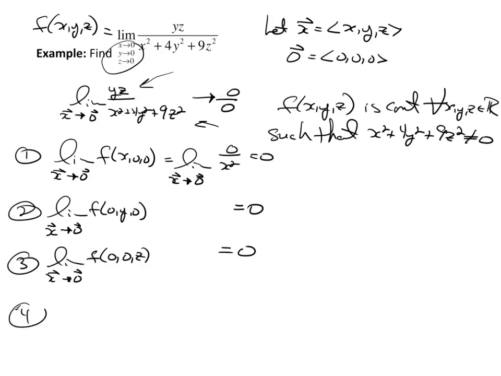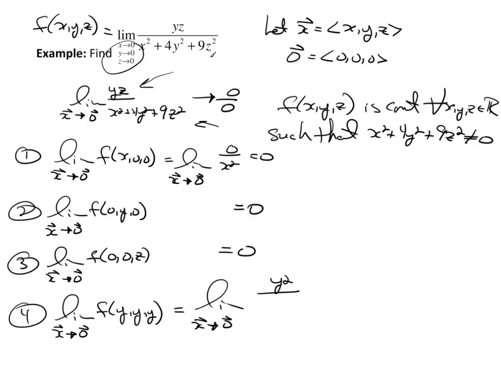So before I get too excited, I'm going to take a look at a couple more things here. I'm going to take a look at the limit as the x vector goes to 0 of f of, how about y, y, y. So I'm letting x, y, and z all equal y. When I do that, I'm going to have y squared over, these are all y squared, so I'm going to have 1 plus 4 plus 9, that's 14y squared, which equals 1 over 14.